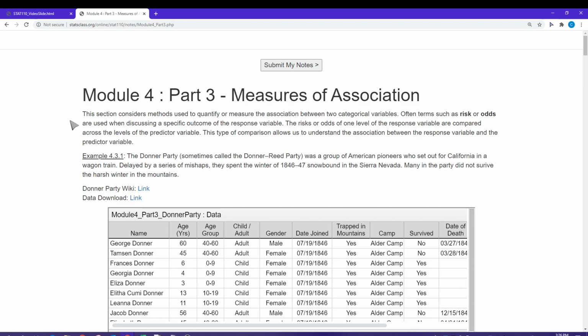For this section, we are going to be using the Donner Party dataset. The Donner Party was a group of American pioneers who set out for California in a wagon train. Delayed by a series of mishaps, they ended up spending the winter in the late 1840s snowbound in the Sierra Nevadas. Many in the party did not survive the harsh winter in the mountains.